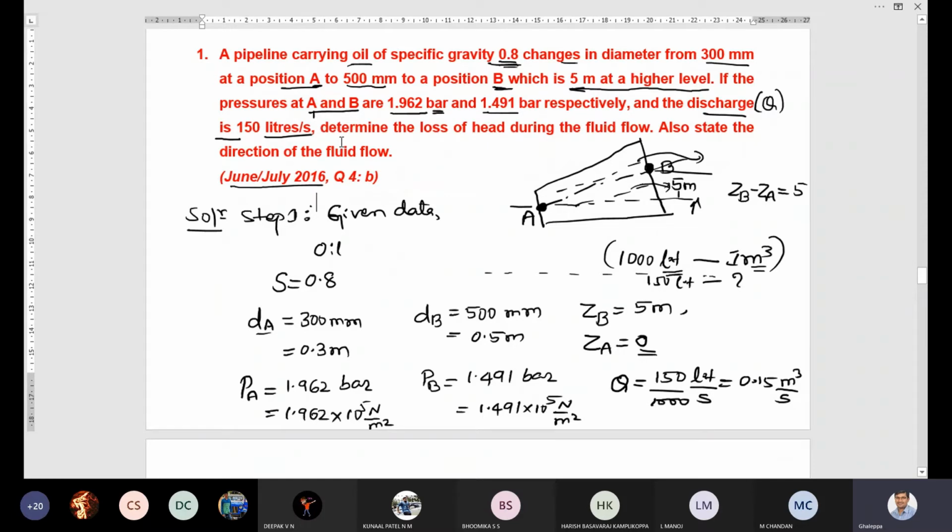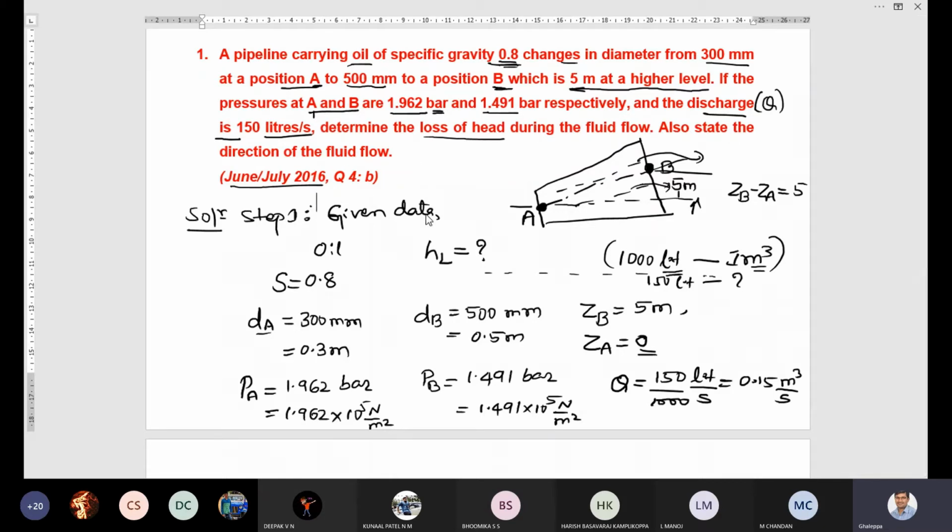Next unit. Determine the loss of head. What has he asked? He asked loss of head, that means HL. HL is equal to how much? So is it an ideal fluid or a real fluid? It is a real fluid, because it clearly has asked loss of head during the flow. Yes, of course, loss of head will be there during the fluid flow. Also state the direction of the fluid flow.